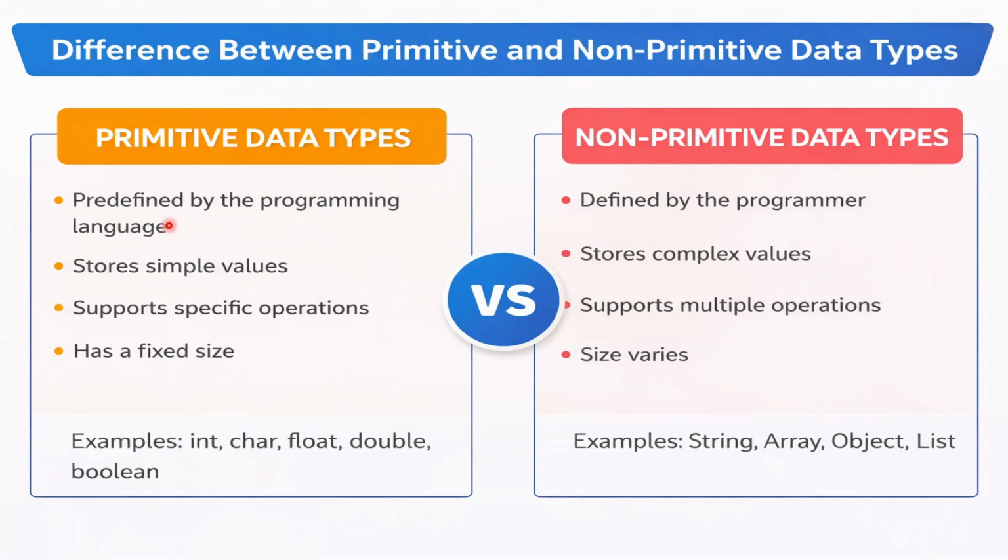So this is just a small difference between primitive and non-primitive data type. Primitive data types are predefined by the programming language, and non-primitive data types are defined by the programmer. Primitive stores simple values and non-primitive stores complex values. It supports specific operations, and it supports multiple operations. It has a fixed size, and it does not have a fixed size. And examples are integer, character, float, double, boolean. And here examples are string, arrays, objects, and list.